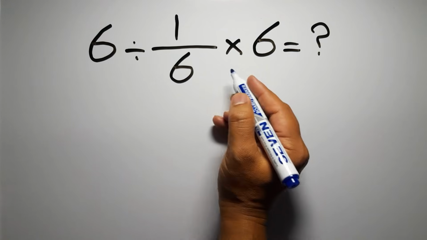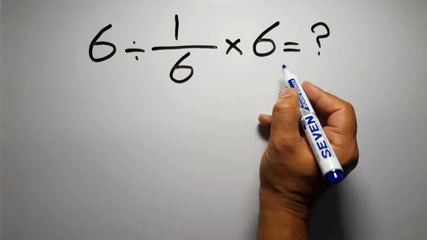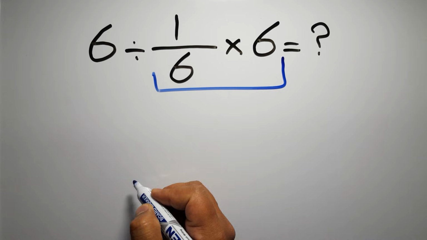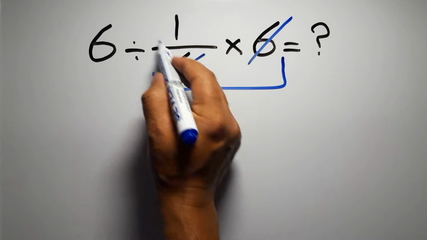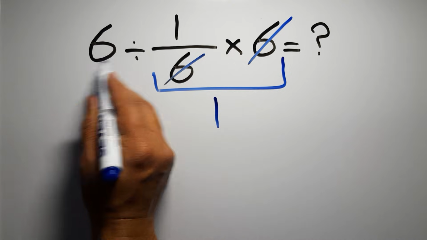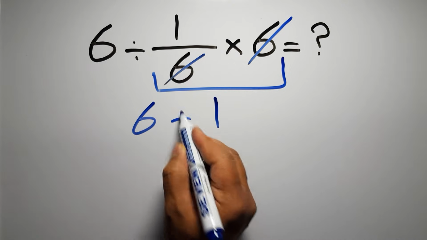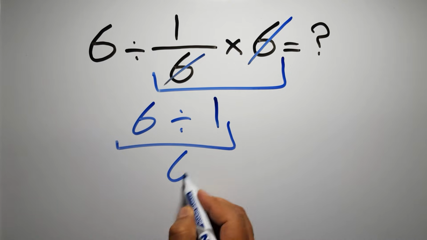First, we do this multiplication. 1 over 6 times 6. We can easily cancel this 6 and this 6. So here we have just 1. And 6 divided by 1 is just 6.